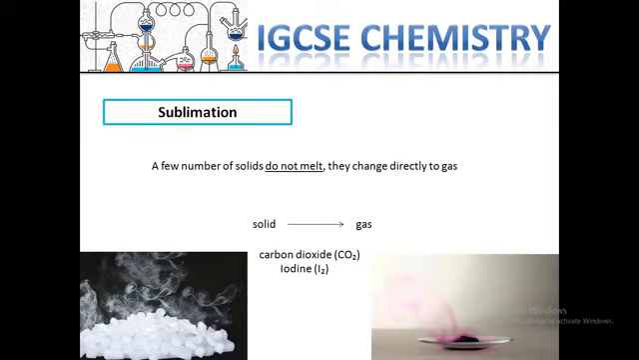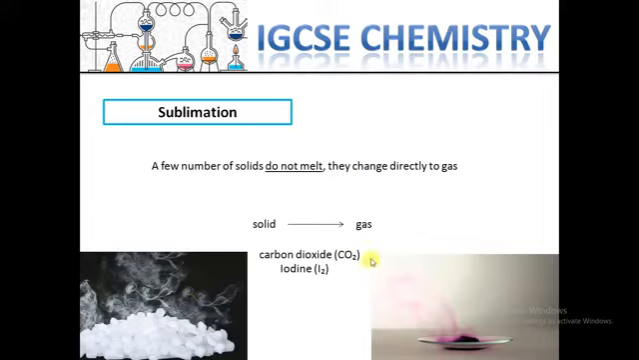So sublimation, as I said, only a few solids can change directly from solid to gas, like carbon dioxide. Carbon dioxide can be changed to the solid formation. It's called carbon dioxide ice, if I'm not mistaken. Yeah, it's called carbon dioxide ice. It can be produced by high pressure and very low temperature.